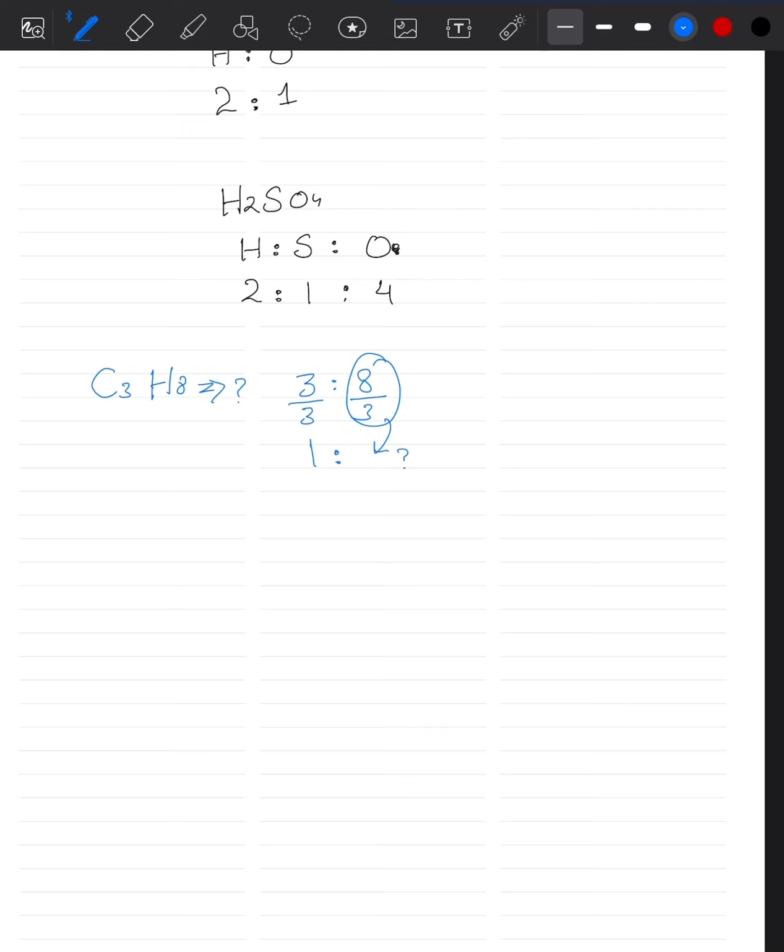In the next video lecture, we will learn how to derive the empirical formula of a compound with the help of a few steps, which is mostly asked in O-level chemistry and in IGCSE chemistry as well.